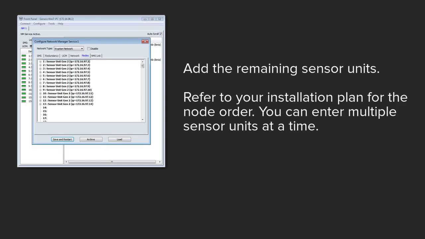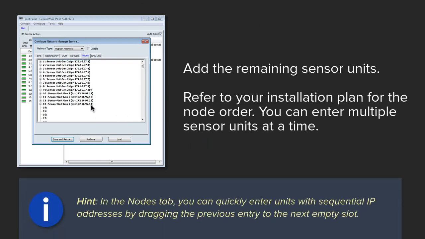Add the remaining sensor units. Refer to your installation plan for the node order. You can enter multiple sensor units at a time. Hint: in the Nodes tab, you can quickly enter units with sequential IP addresses by dragging the previous entry to the next empty slot.